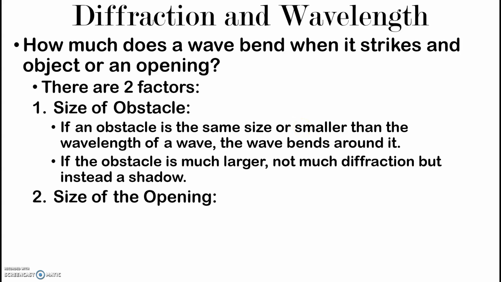The size of the obstacle is one of the reasons why, when they make an unnatural area into a harbor, they use huge breakwaters to stop the waves, and that causes the shadow from the water. We'll look at a picture that shows that in a second.